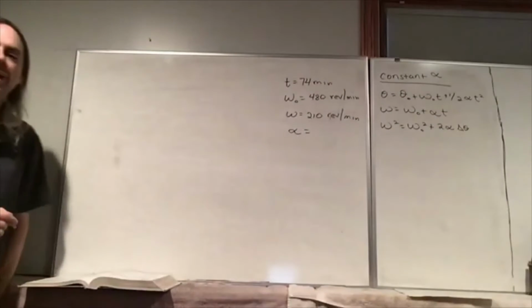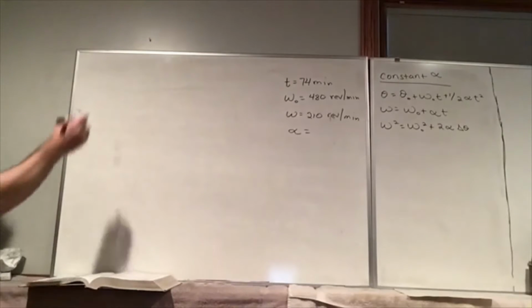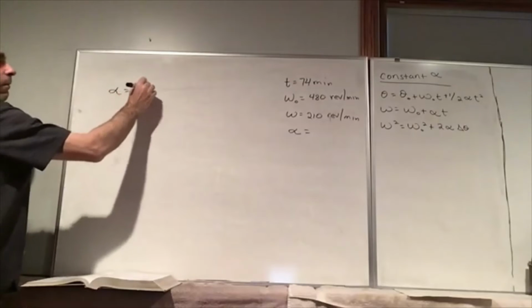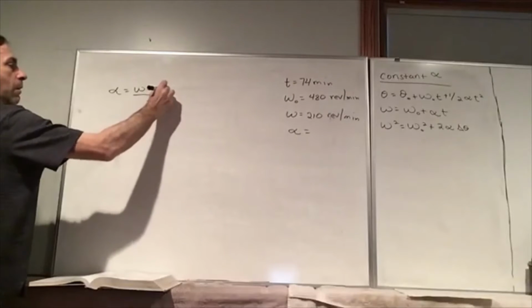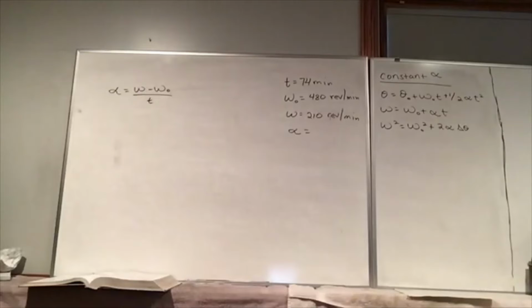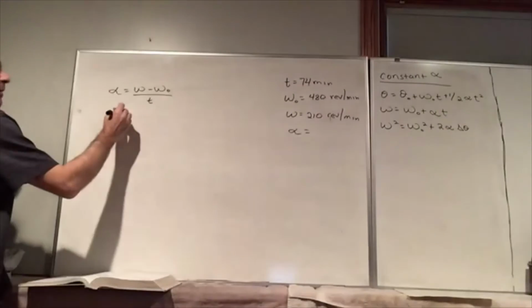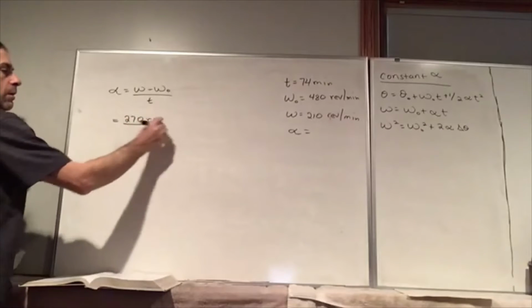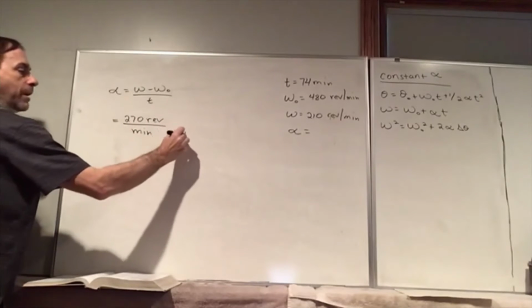We subtract omega naught from both sides, so we have alpha t is omega minus omega naught. And if we divide by t, let's plug it in. Omega minus omega naught, we have 270 revolutions per minute, and then we divide by 74 minutes.